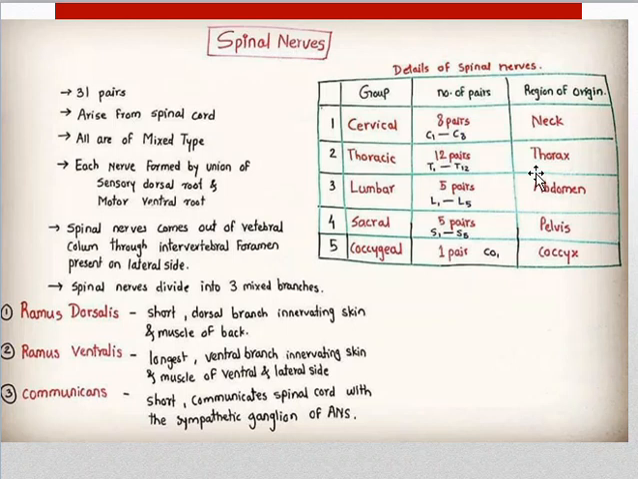Detail of spinal nerves is cervical, thoracic, lumbar, sacral, and coccygeal. Cervical are 8 pairs, C1 to C8, and it is the neck region, while thoracic is the thorax region, that is 12 pairs, T1 to T12, while lumbar is 5 pairs, L1 to L5, and that is the abdomen region, and sacral is 5 pairs, S1 to S5, pelvic region, and coccygeal 1 pair, Co1, is the coccyx.